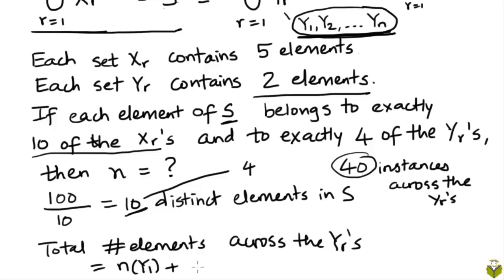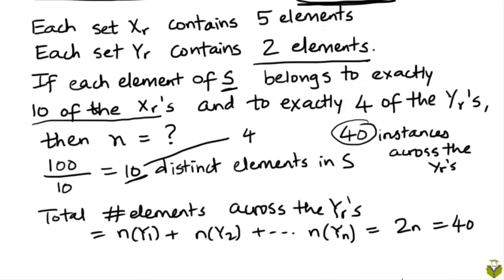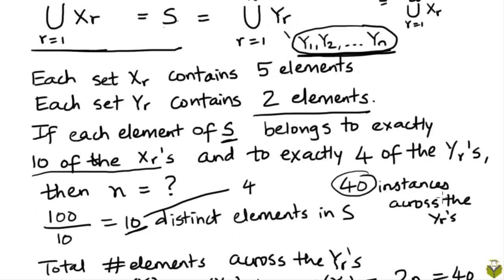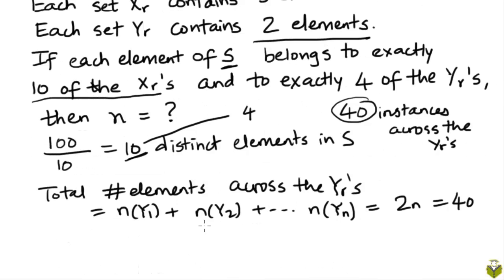basically this would be the sum of the number of elements in each of the yrs. That would be 2 times the total number of such sets, 2n. Now we know that this 2n should be equal to 40, because there are a total of 40 instances of elements across the yrs, which map to 10 distinct elements in S. So if 2n is 40, n must be 20.